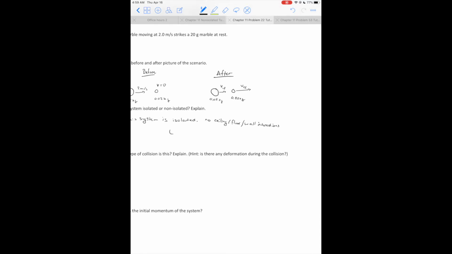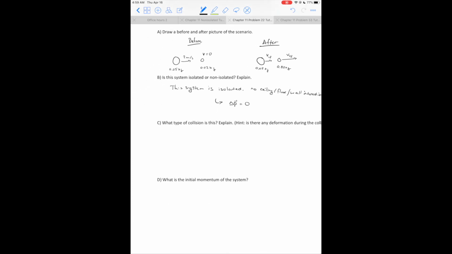And what we can say then, if it's isolated, is that delta P is equal to 0. Remember that P is a vector, momentum is a vector.